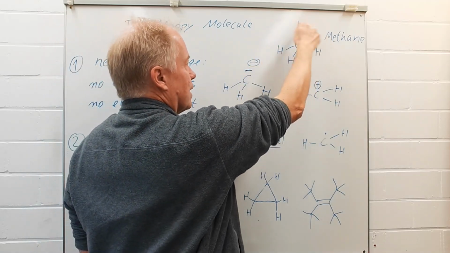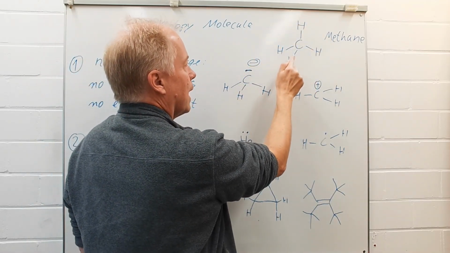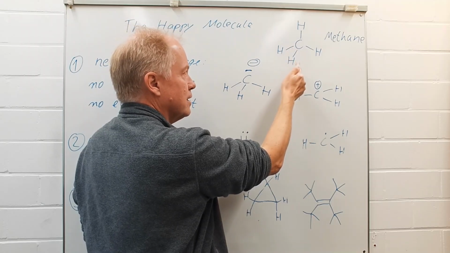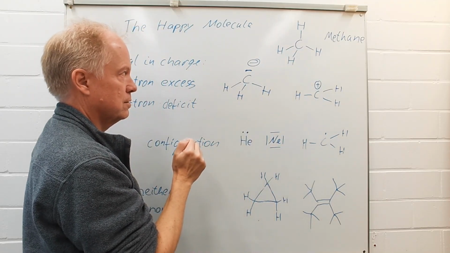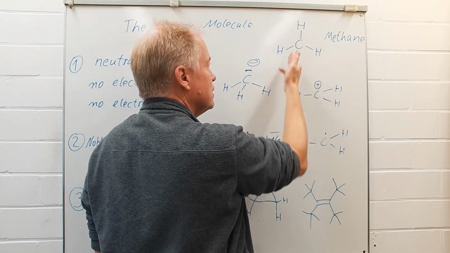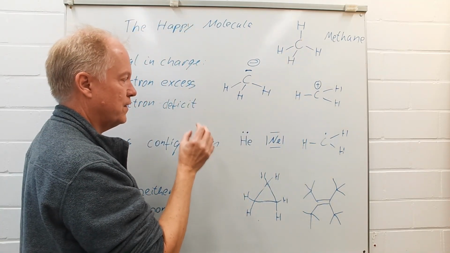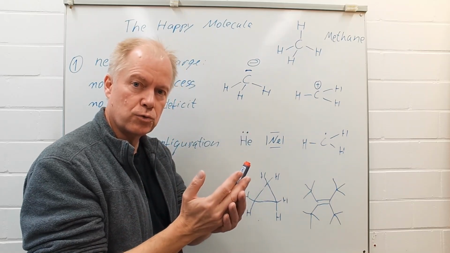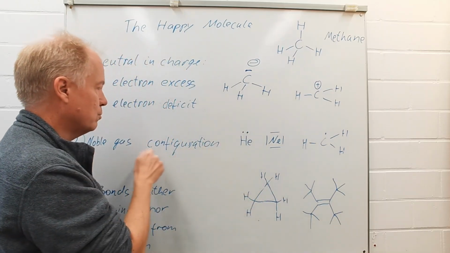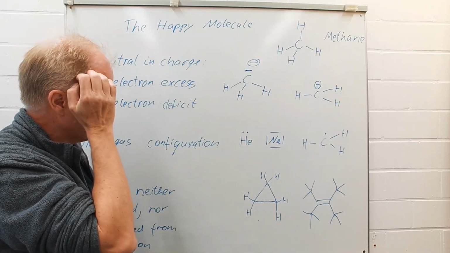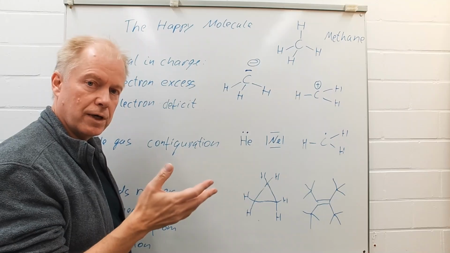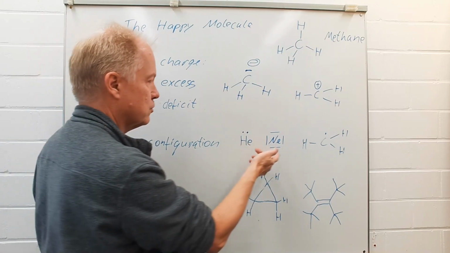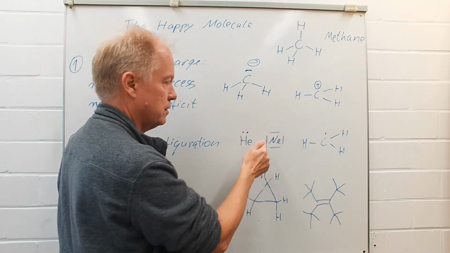Well, let's have a look at the hydrogens. Each hydrogen atom is in contact to 2 electrons from that CH bond, and therefore hydrogen here is satisfied. It has contact to 2 electrons. That means it has noble gas configuration. For elements of a second period, they want to have the electron configuration of neon.